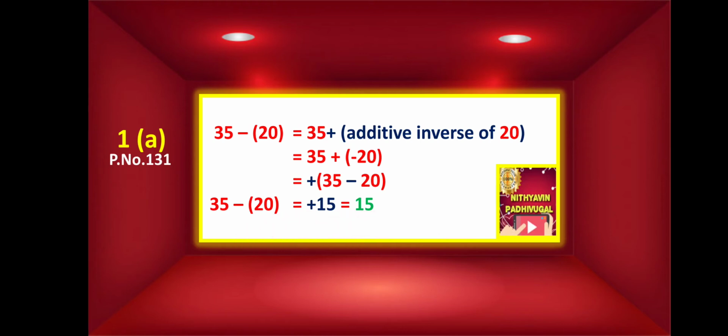You have to follow the rules, because this concept of subtraction of integers is being introduced in this exercise only. You should not do the subtraction directly. You can do subtraction directly for your verification, but you must write that you have to add the additive inverse of 20, and each and every step should be written one by one. Okay, then only you will get full marks.